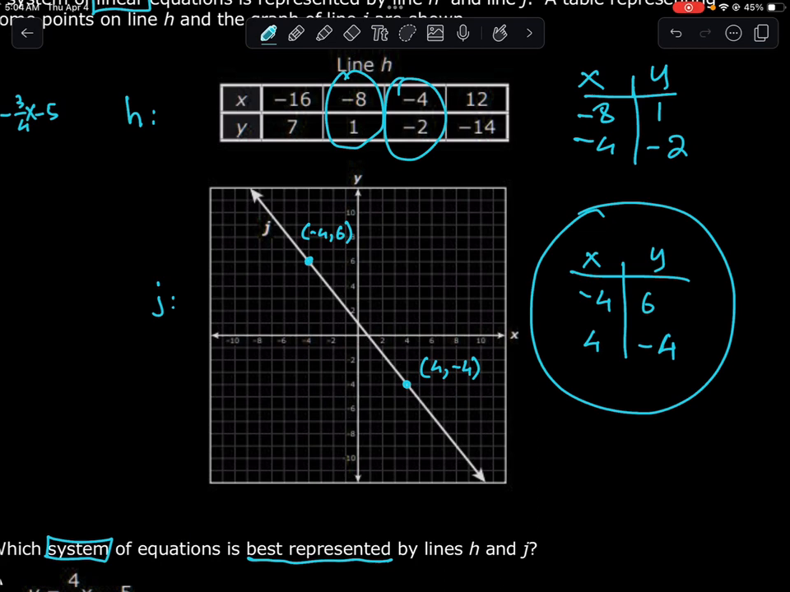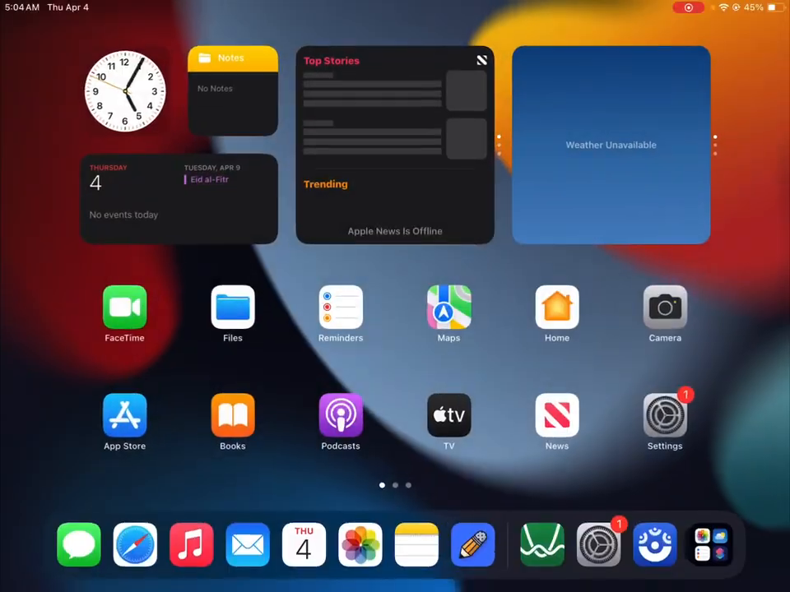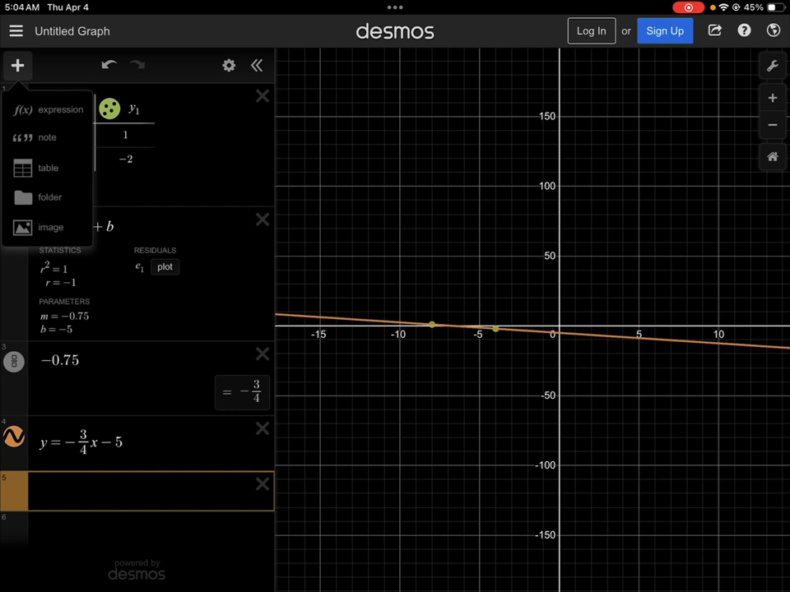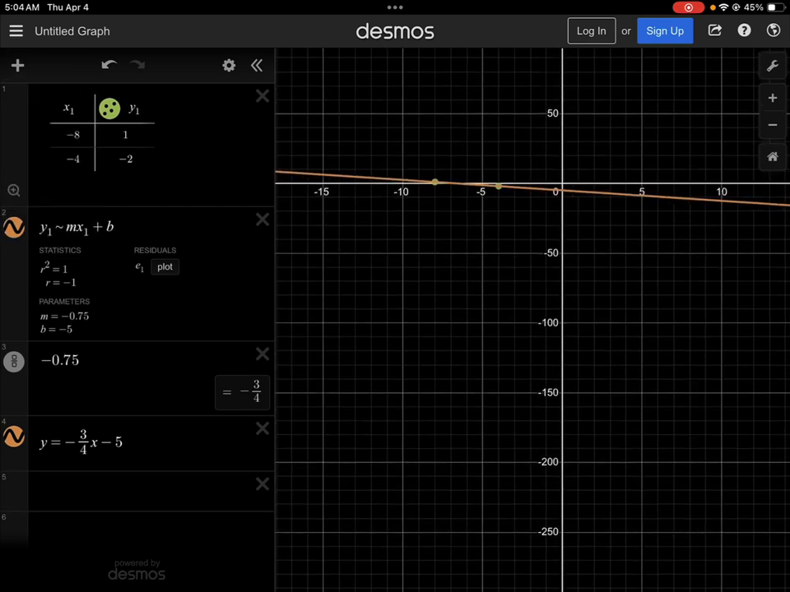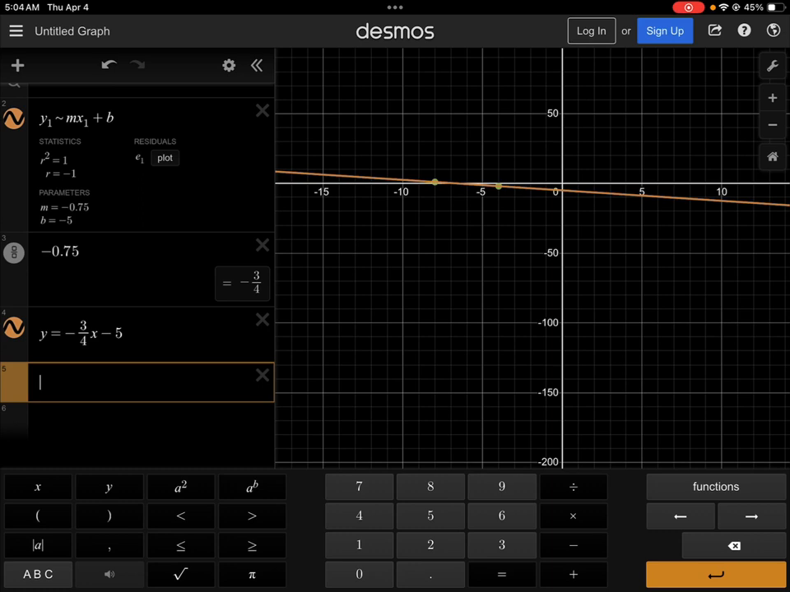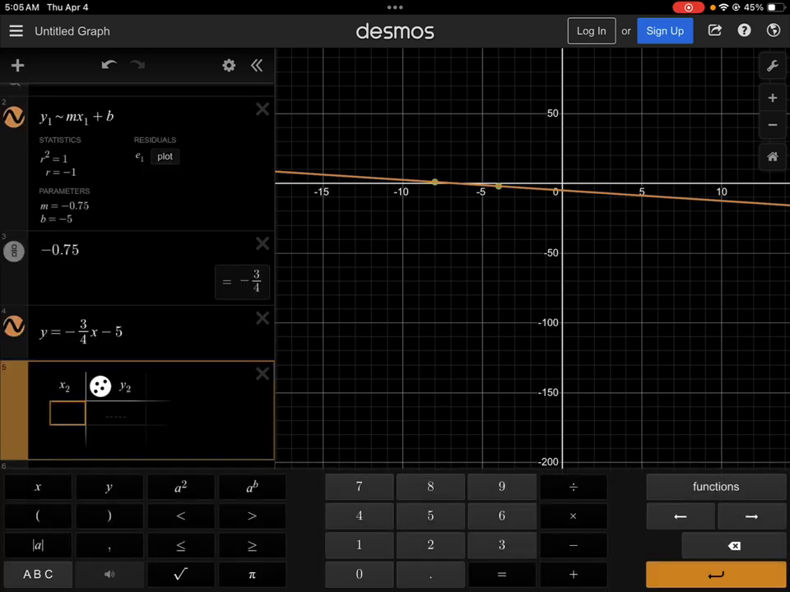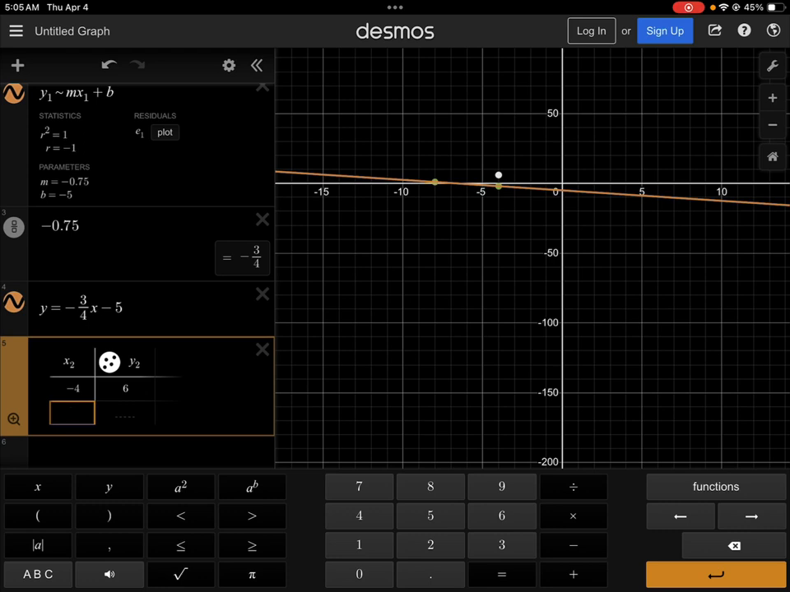So I'm going to do that table, -4 6 4 -4. How do I do it? I go here, plus, and I'm going to do a table. And here you notice that it's x2, y2. And I'll put -4. That goes with 6. Then I'll put 4, which goes with -4.